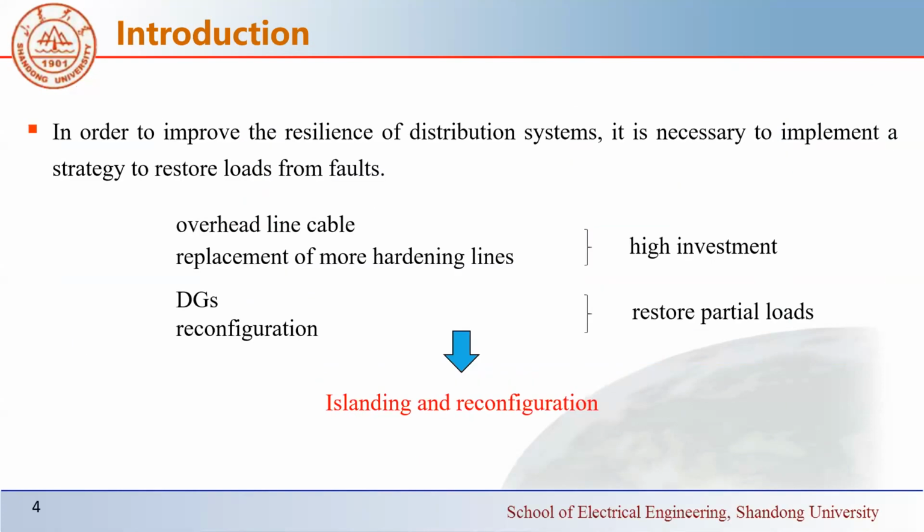In order to improve the resilience of distribution systems, it is necessary to implement a strategy to restore loads from faults. At present, the research on resilience improvement measures of distribution systems mainly includes 2 categories. The first type is overhead line cabling and replacement with more hardened lines. But the investment for infrastructure hardening is high, which limits its application to large-scale distribution systems. The second type is islanding and reconfiguration. However, merely partial loads can be restored.